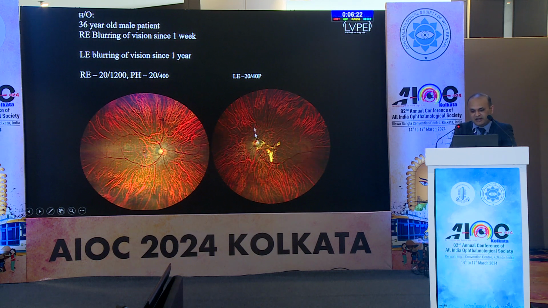decrease in vision in the left eye and was initially suspected as having a myopic CNV in the left eye. But the point to note over here is, what is happening to the right eye? The right eye vision, the patient now tells us, has gone down in the last 1 week from 20/30 to 20/1200, improving to 20/400 on pinhole.